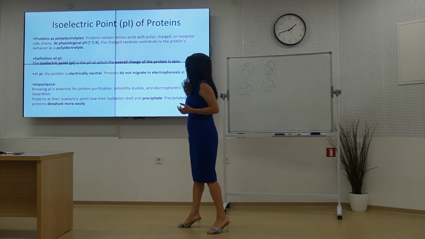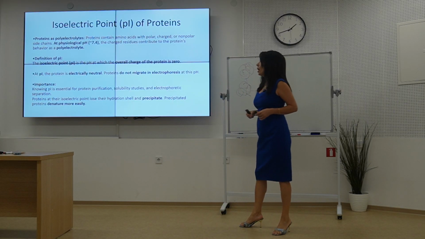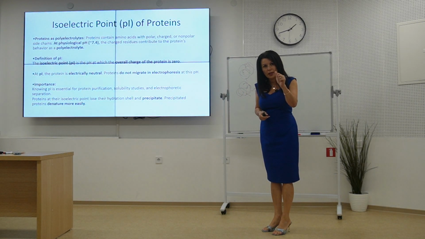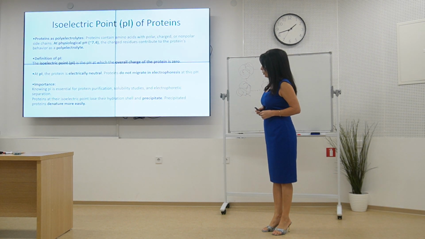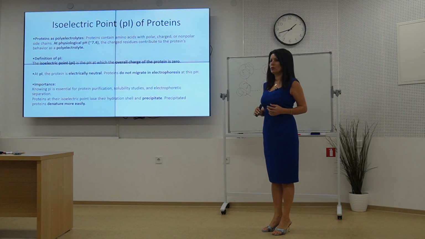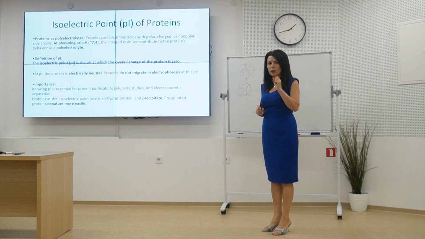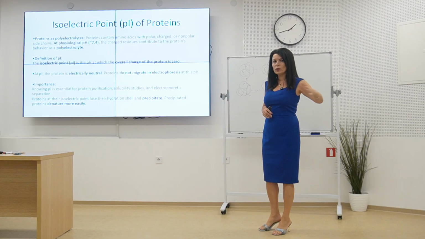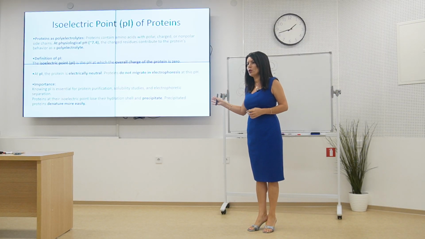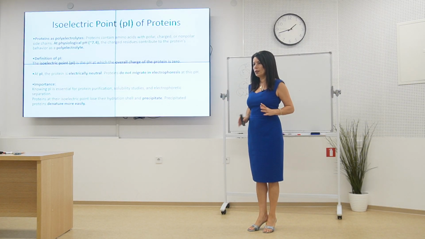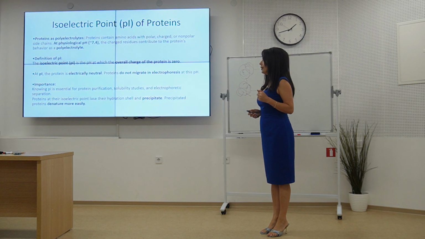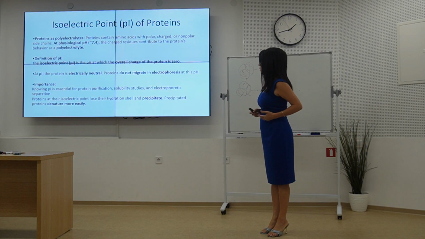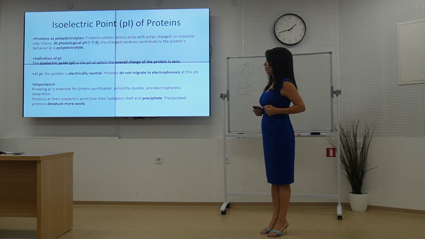The definition of PI is that the isoelectric point is the pH at which the overall charge of the protein is 0, or the number of positive and negative charges are equal. This is the PI. At PI, the protein is electrically neutral, and that's why it does not migrate in electrophoresis at this pH.